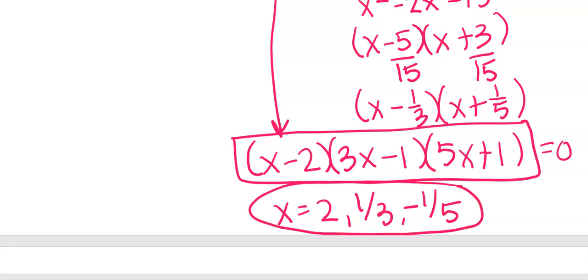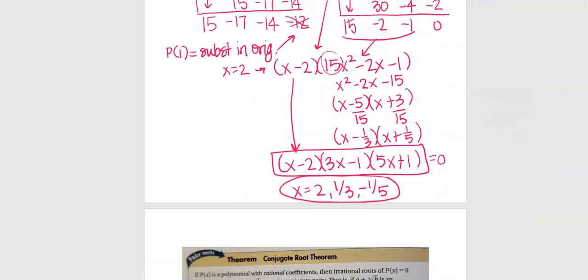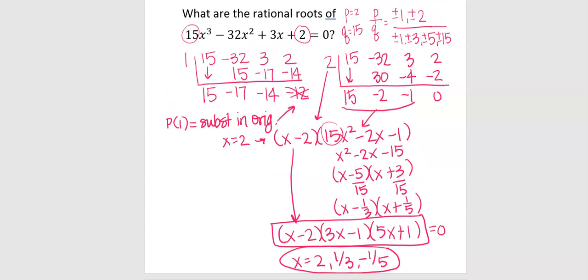Now let's just take a sneak peek to see if those were choices that we would have had up here. If I look at my list again, 2 is 1 because there was a 2 on the top and a 1 on the bottom. 1/3 is 1. I would have picked the 1 from here and the 3 from there. And negative 1/5 is also 1. I would have chosen the negative 1 here and the 5 on the bottom.